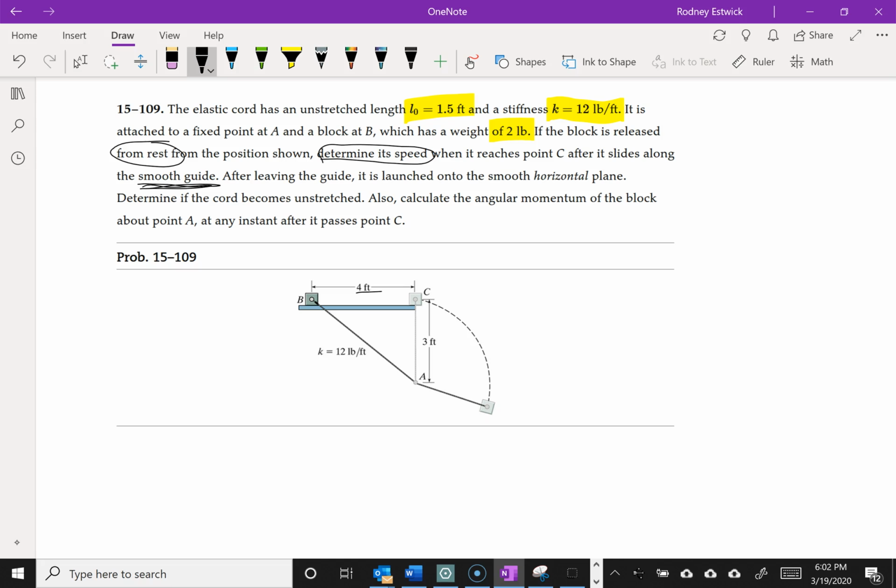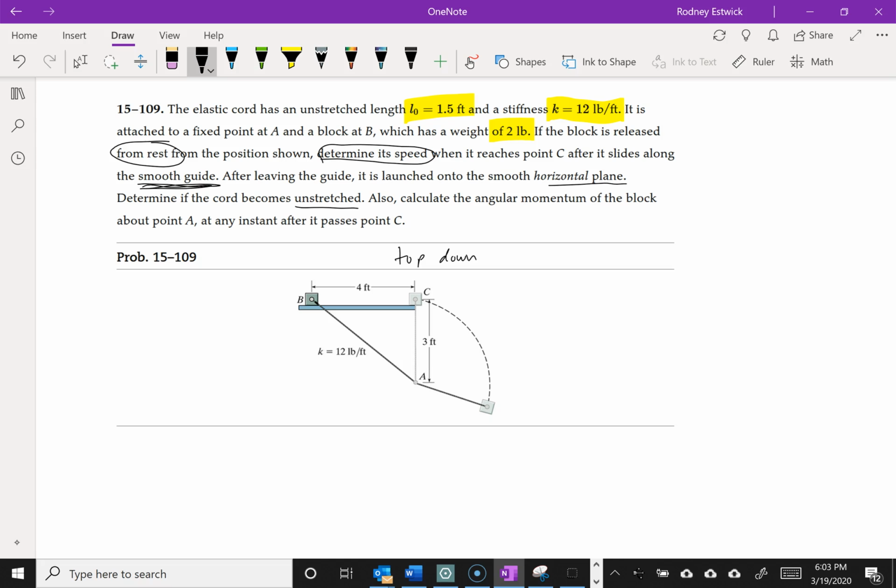After leaving the guide, it is launched onto the smooth horizontal plane. So this is a top-down view. Determine if the cord becomes unstretched. So the block is restrained by the guide until C, and then no longer. And so the question is, after it comes out, will the cord bring C in or will it not? And so we'll have to think through what would make that happen.